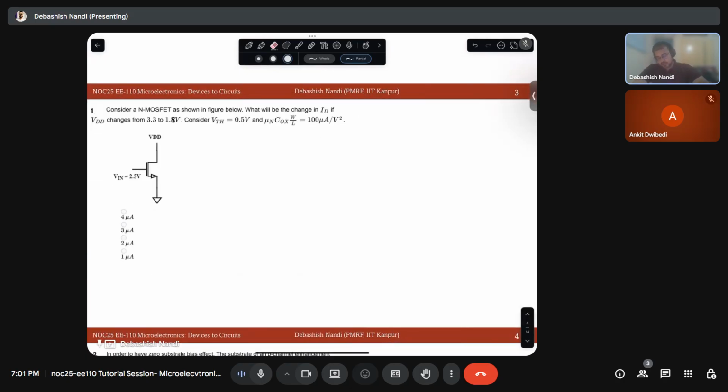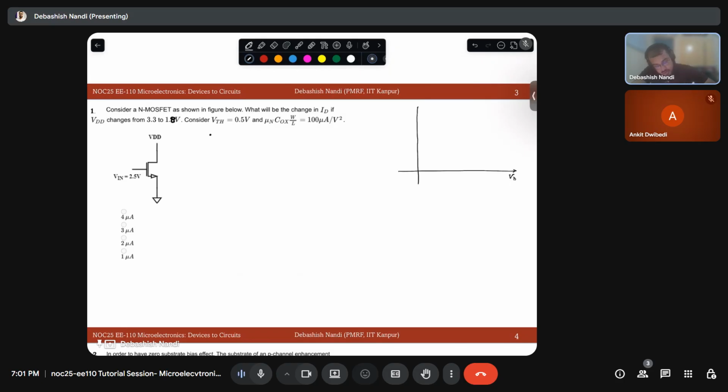So the question asks: consider an N-channel MOSFET as shown in the figure below. What will be the change in ID if VDD is changed from 3.3 to 1.8 volt? Consider the VTH and mu n Cox W over L given. To solve this, we need to know the region of operation of the MOSFET. We discussed this in the last session.